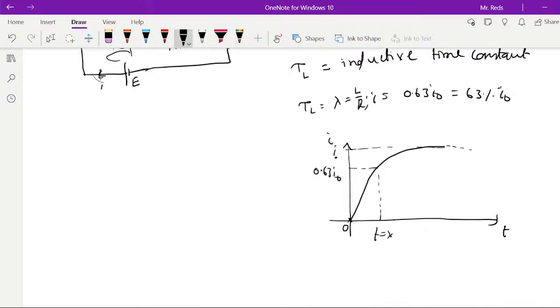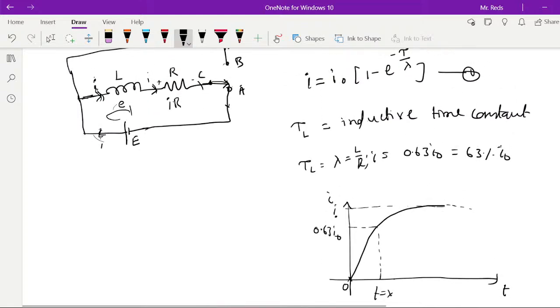And if you ask for the maximum value of current, meaning if the internal resistance is 0, the maximum value of current can be taken as I naught, where I naught is simply equal to the total EMF of the cell divided by the external resistance. This is actually I naught. So I changes with time, and at this time it will be 63% of this maximum value.